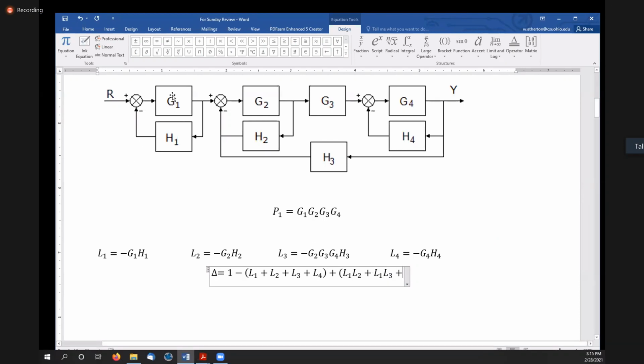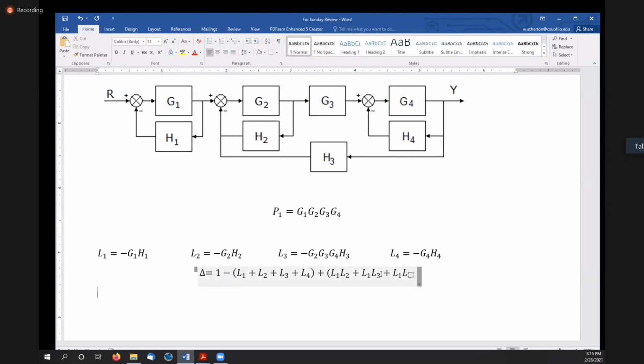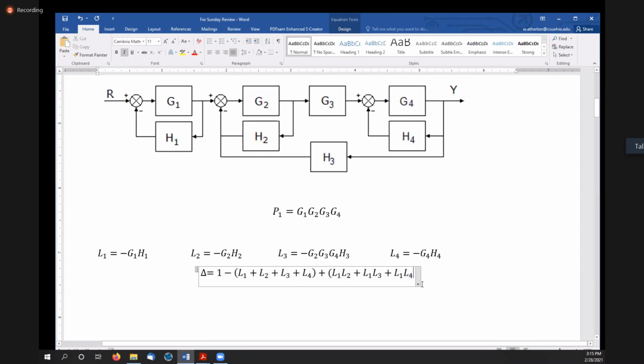And then I've got L1 and L4 do not touch each other. So I got another pair. So this is L1 and L4. I think we're done with the pairs of loops. All right, I think we've covered them all.